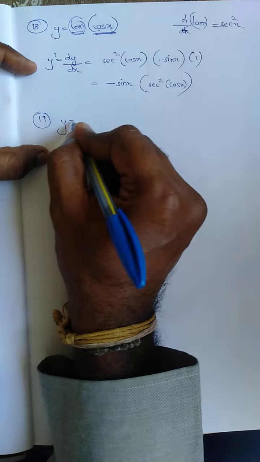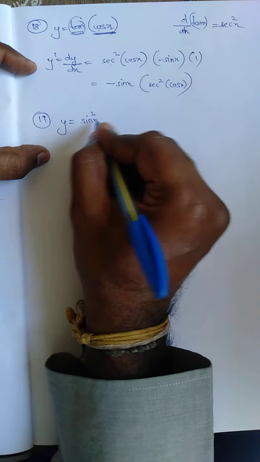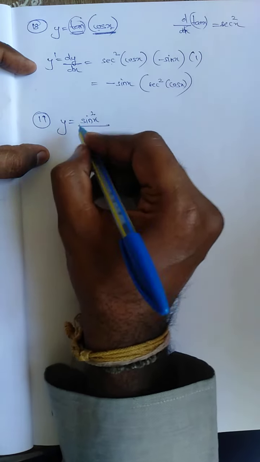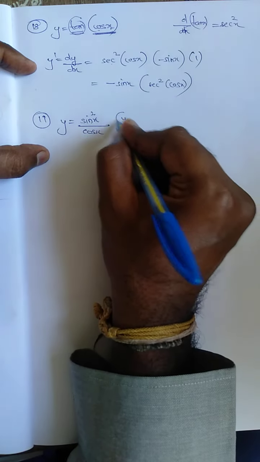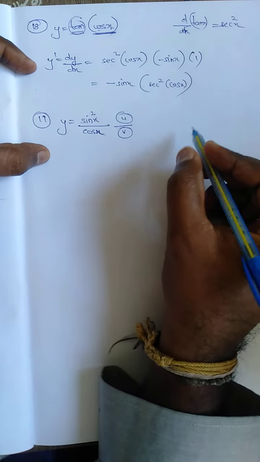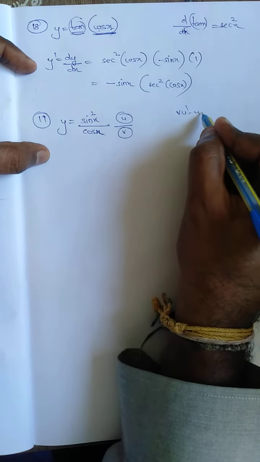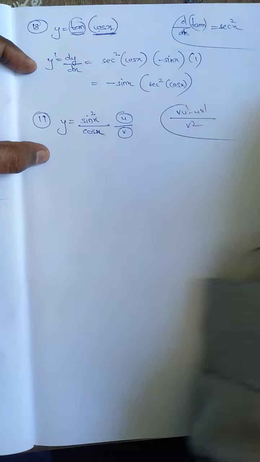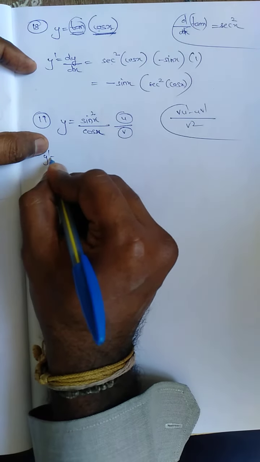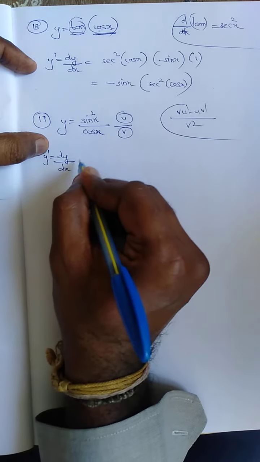Sum number 19. Sum number 19 is y is equal to sin square x divided by cos x. The same u by v. You know the formula: (v u dash minus u v dash) by v square. The formula is this one.